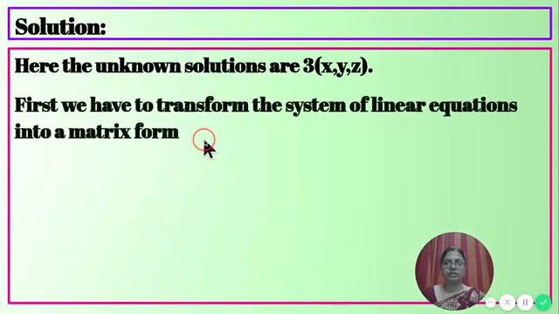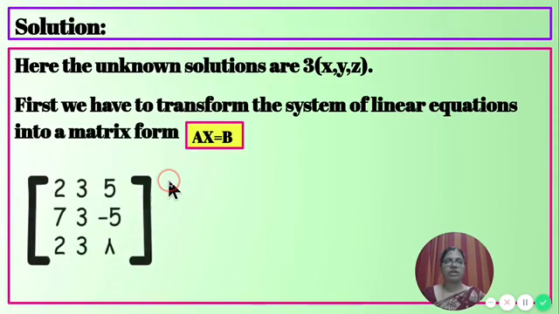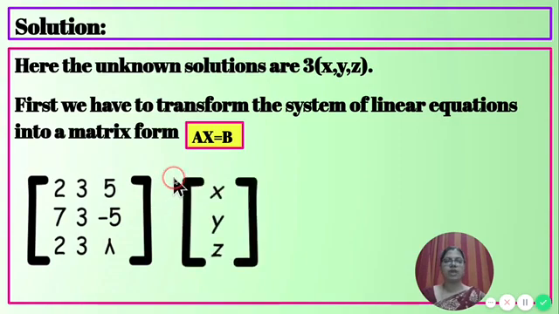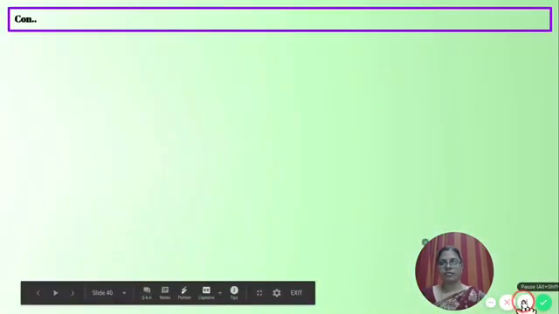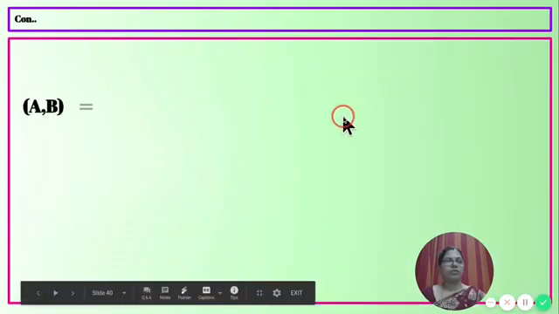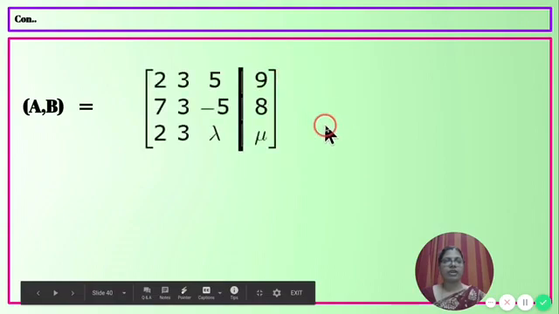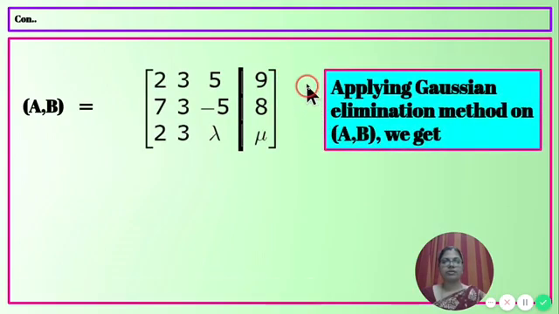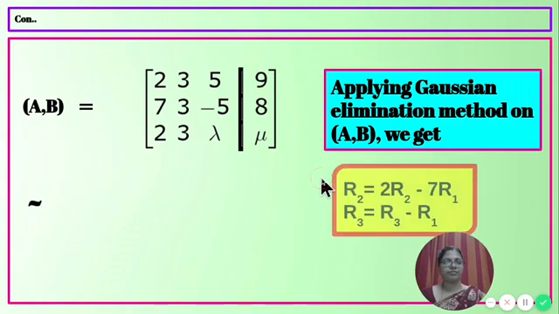Here there are 3 unknowns. Now we have to transform the system of linear equations into matrix form AX = B. This is the coefficient matrix, this is the matrix formed using the unknowns, and this is the matrix formed using the constants. Now I have written the augmented matrix. On the left hand side I have written the matrix A, and on the right hand side I have written the matrix B. So now we are going to apply the Gaussian elimination method.